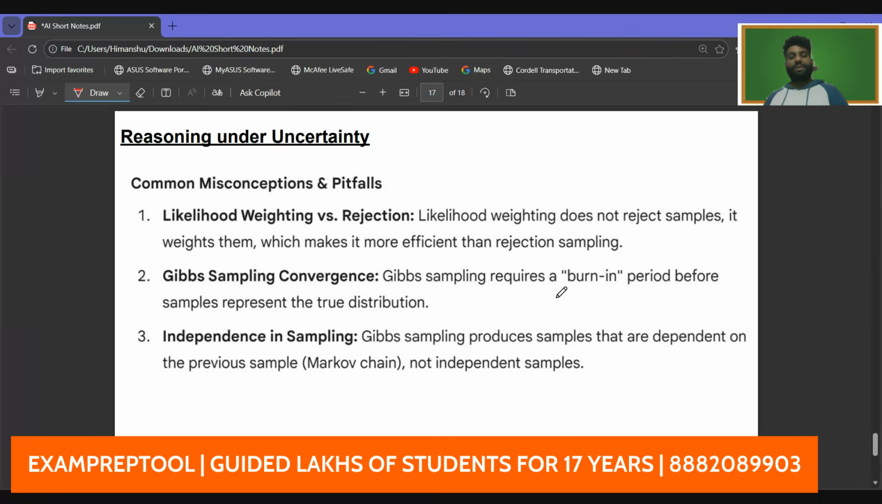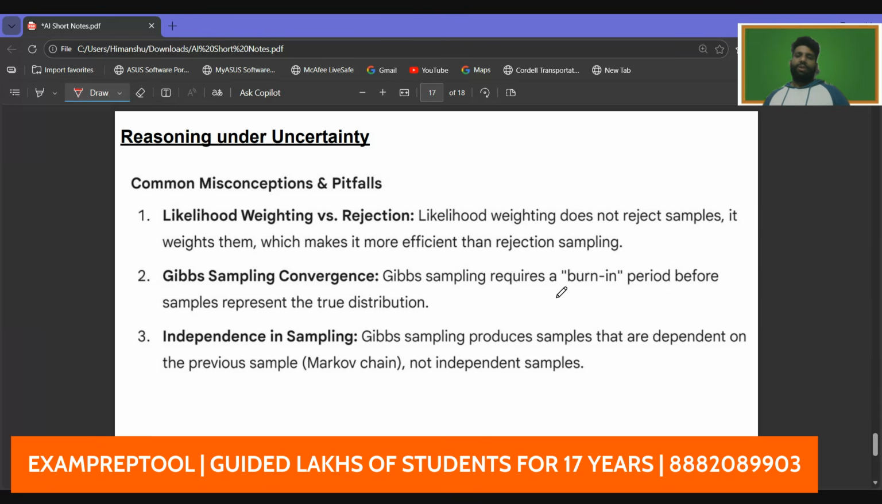What is independence in sampling? Gibbs sampling produces samples that are dependent on the previous sample, not independent samples. For Gibbs sampling, it is very important that each sample depends on the previous one, because it uses what comes up in each iteration from the previous one to determine the new one.